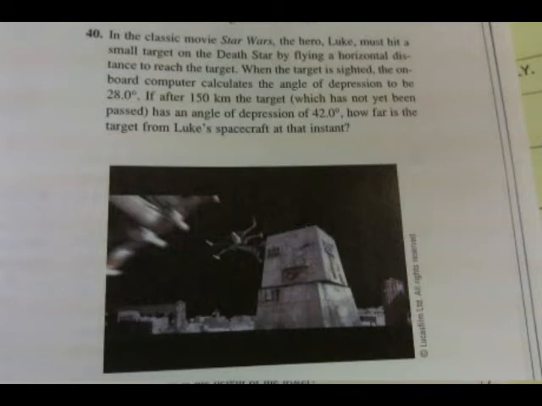If, after 150 kilometers, the target, which has not yet been passed, has an angle of depression of 42.0 degrees, how far is the target from Luke's spacecraft at that instant? So, this appears to be a trigonometry problem. Go ahead and look at it, see how you'd set it up, and then come back and see the solution.